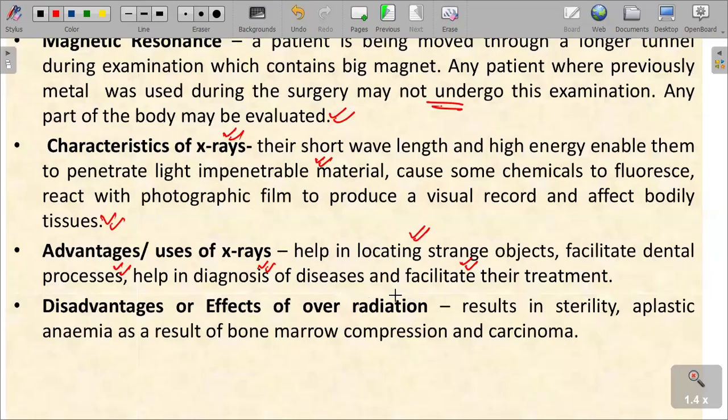Disadvantages or effects of over radiation: it results in sterility, that is an inability to produce viable eggs that can be fertilized. So as a result of over radiation, it results in infertility, where individuals might not be able to have children. And then we have aplastic anemia as a result of bone marrow compression, and carcinoma, which are also forms of cancerous problems. And then the compression of bone marrow is also a problem that might result from over radiation, or as a disadvantage of the use of X-rays.